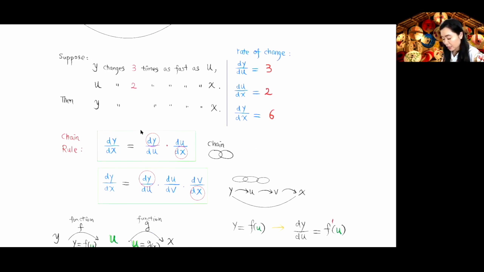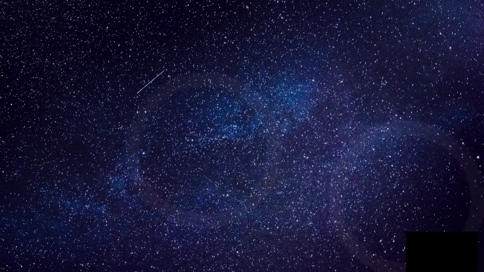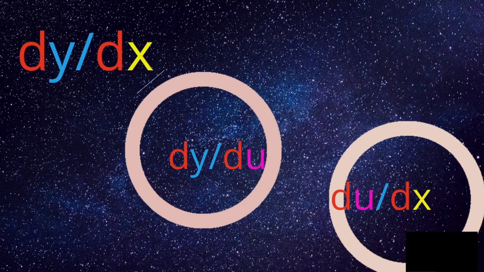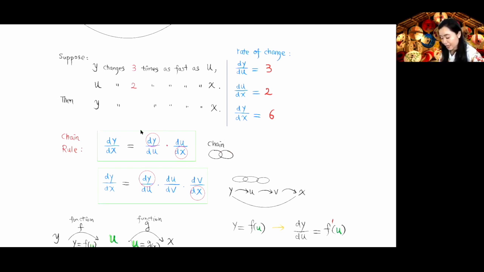Well, it's kind of like a chain over here. So you think about this as the first ring of the chain. And this one here is the second ring of the chain, right here. So it's like two rings of a chain connected together. And as you see here, if you think about it like a quotient, the du here divides out and gives you back the dy dx over here, right? So you get back the dy dx.